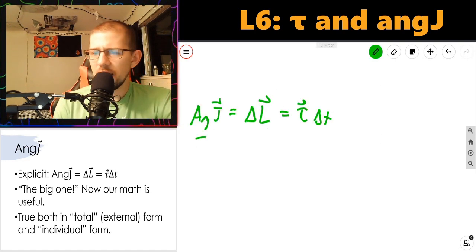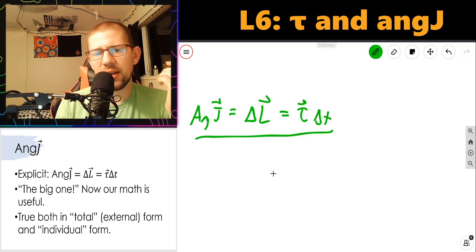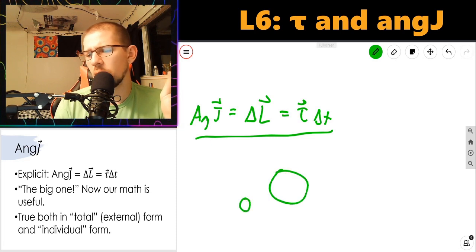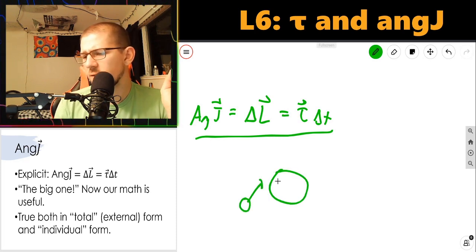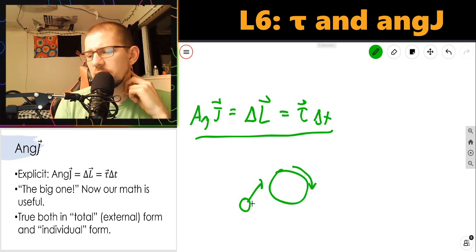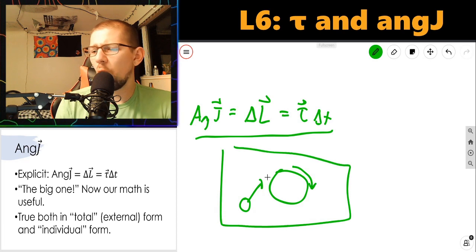So this formula is very general. It's true for individual members of a system. So if I've got one part of a system that is being, say, collided with by another part of the system, that's going to induce a change in the angular momentum of the subsystem. So say I've got an asteroid, it gets hit by another asteroid as a glancing blow. This first asteroid is going to start rotating, right? And that rotation was caused by a torque from the other asteroid. So it's true for individual members of a system. It's also true for a whole system.